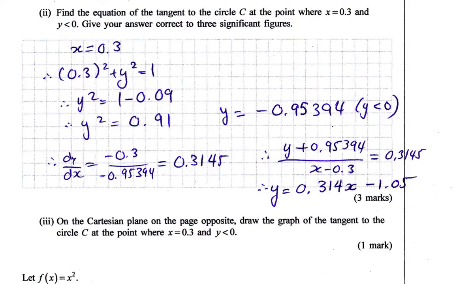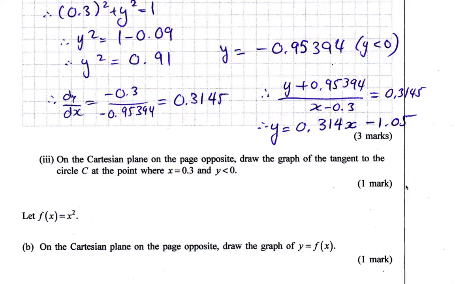Rearranging, we bring this up to the other side, and then we expand out. So as a consequence, we're obviously going to have 0.3145x take, and then we're going to multiply that by 0.3. And then, to get y on its own, we're going to move this to the other side. And when we do those two algebraic steps, which I've put into one here, because I didn't quite have enough space, we end up with y equals 0.314x take 1.05. And that is the equation of the tangent to the circle at that point.